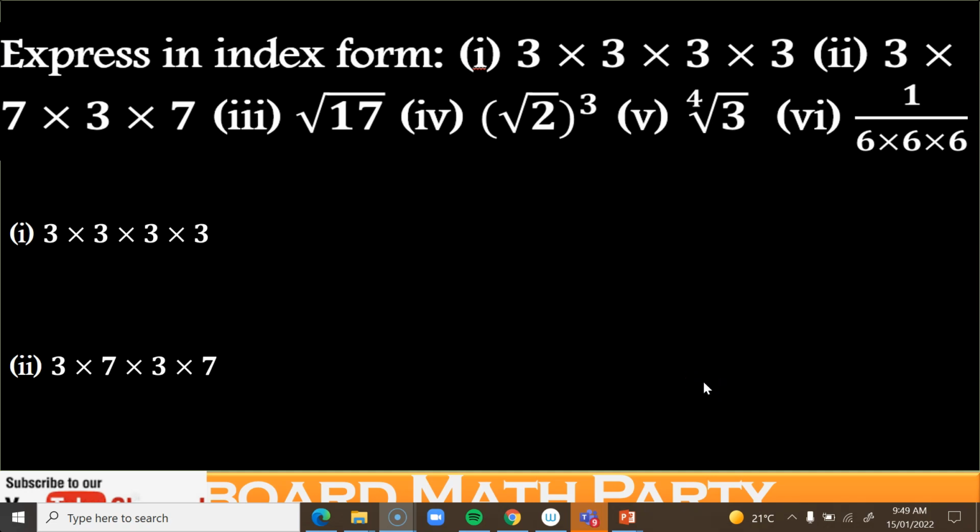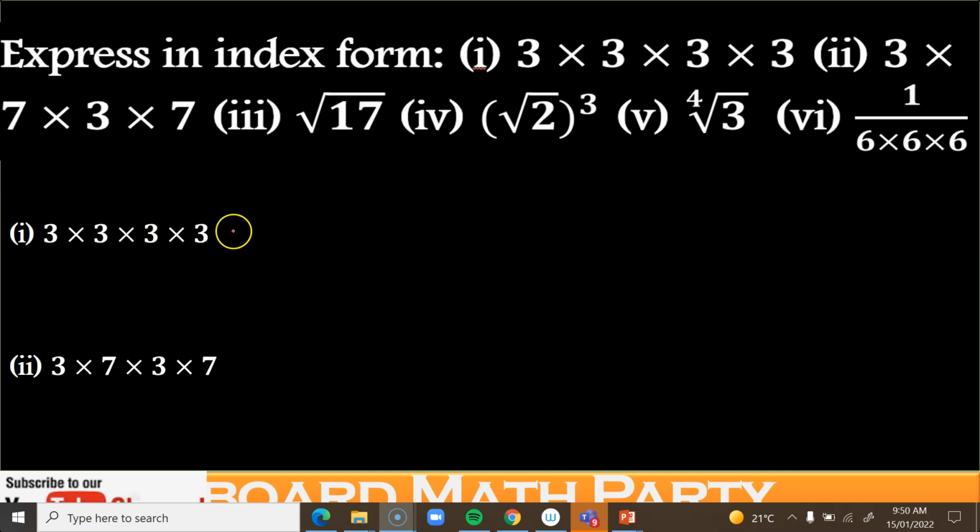We have a question on the board to solve, and the question says express in index form. We have about 6 questions altogether, so let's swing into action immediately. The first question gives us 3 multiply 3 multiply 3 multiply 3.